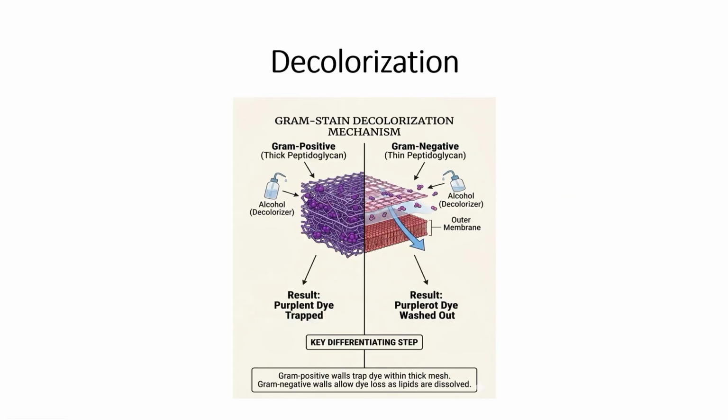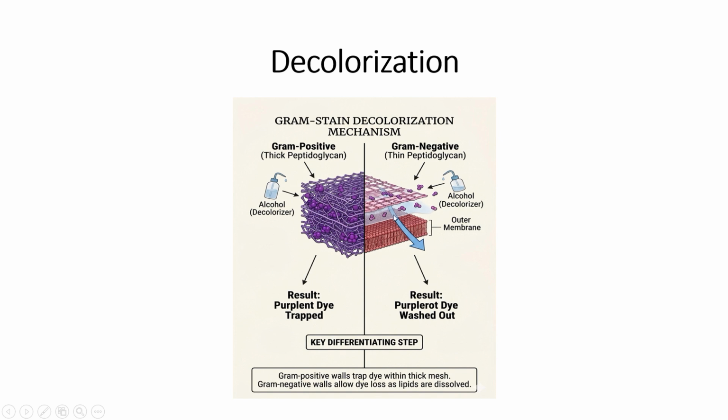Now, let's see exactly how that happens. The most important step is decolorization. Let's begin with the gram-negative bacteria. When alcohol is added, it dissolves the outer lipid membrane because lipids are soluble in alcohol. Remember that, right? So as the outer membrane breaks down, tiny pores are formed in the thin peptidoglycan layer.